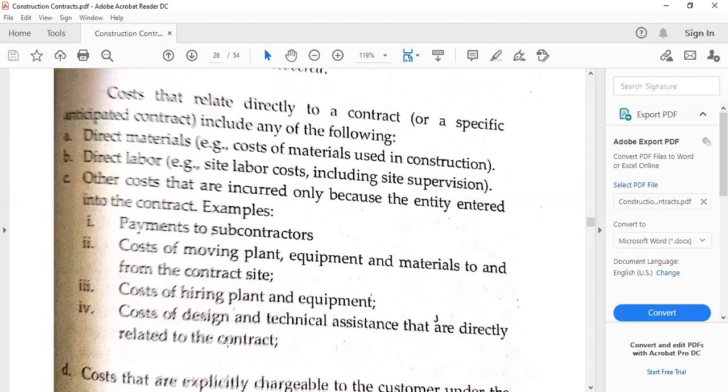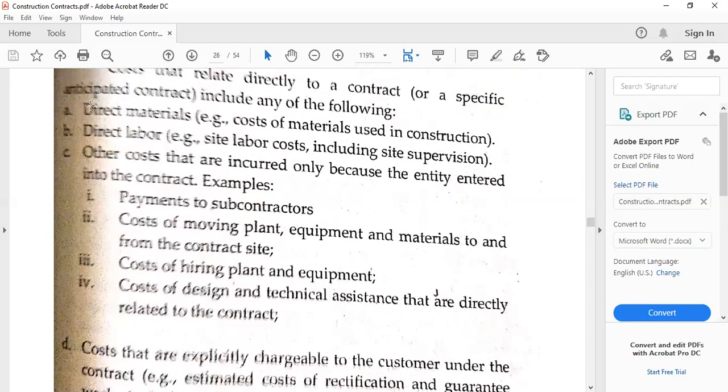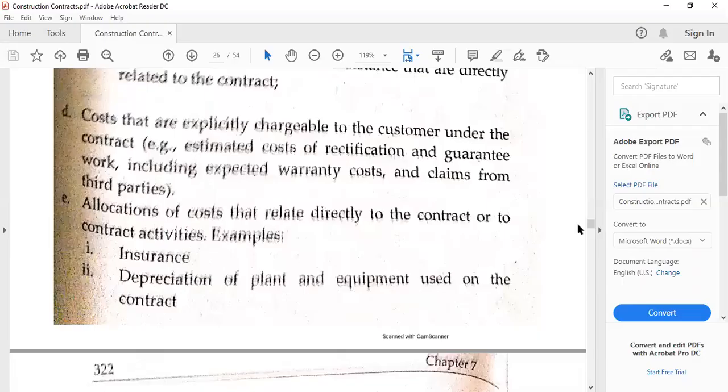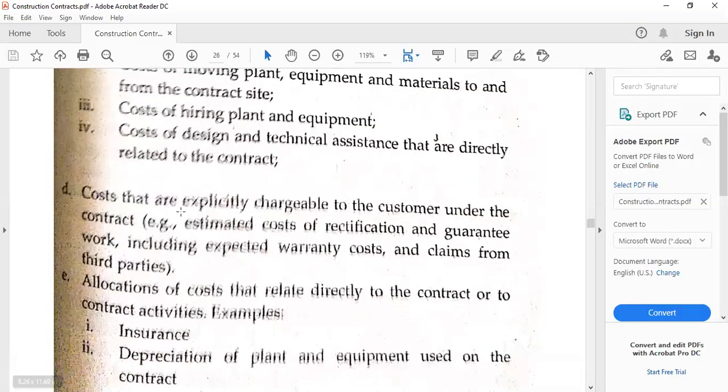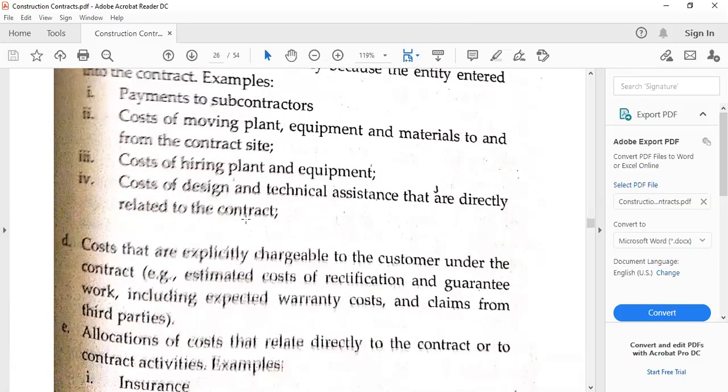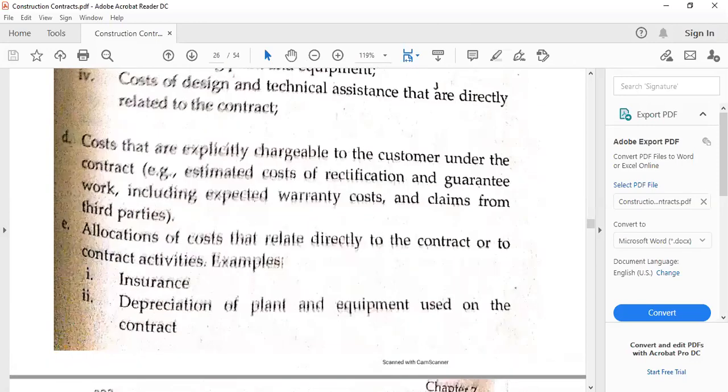Then if ever we talk about construction contracts, normally these are the costs incurred. So the supplies or materials used in the construction, the labor costs to be incurred, then other contract costs that are needed. Then if you can notice with the costs here in letter D, these are actually the costs that could be added to the costs for the construction contract.